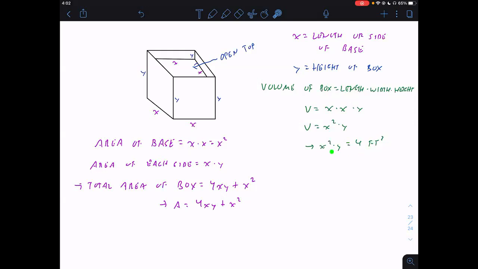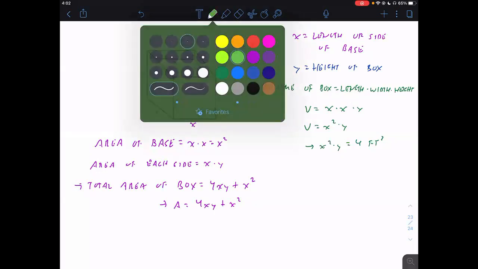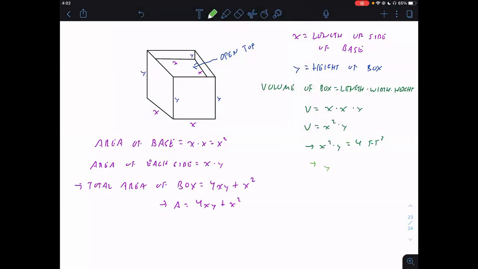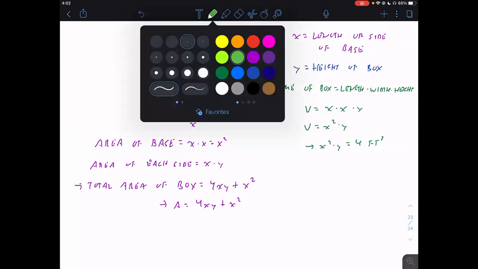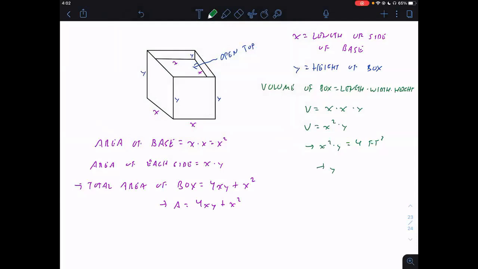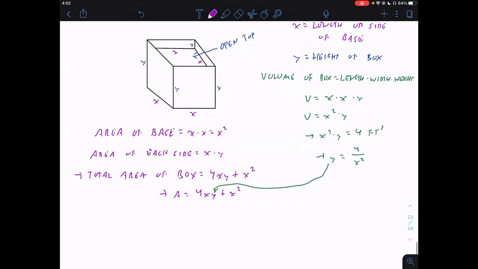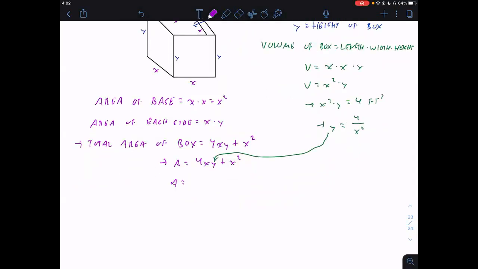Let's solve for, what would be easier? Let's solve for y. So let's write this equation. Solve for y to give us y equals, let's select lime green, y is going to equal 4 over x squared. All right, so now I'm going to use this to substitute y into this area function. So now we're going to have A equals 4 times x times y, where y is 4 over x squared. So 4 divided by x squared plus x squared.